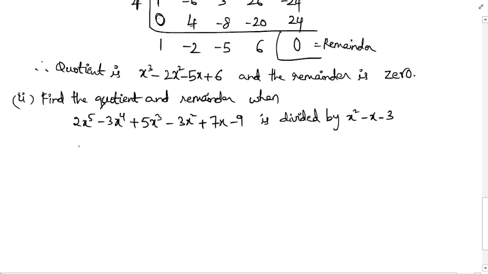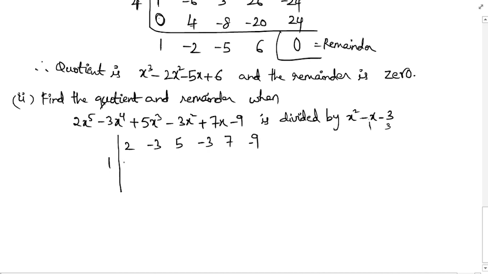So now using synthetic division, first we'll write the coefficients of this expression. So 2, minus 3, 5, minus 3, 7, sorry, minus 9. Now first here the coefficient is 1, right? For this, 1, and the constant is 3, and here the coefficient is minus 1, only 1. So we'll consider this as 1.